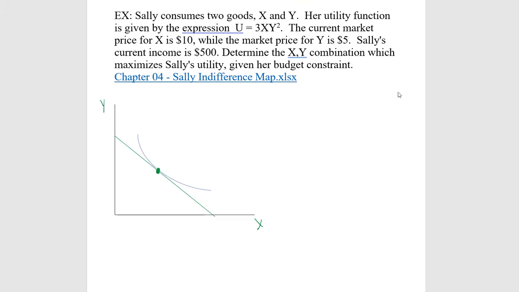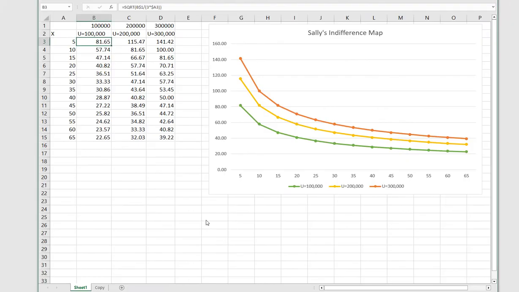Let's go back to our Sally example where we had the utility function given by u equals 3 times x times y squared. Suppose the price for x is $10. So this is a new assumption, while the price for y is $5. Sally's current income is $500. We want to determine the XY combination which maximizes Sally's utility given her budget constraint. Remember, we looked at her indifference curves? What we're trying to do is find which combination of X and Y she needs to be at to spend all of her $500 and reach the highest indifference curve she could reach.